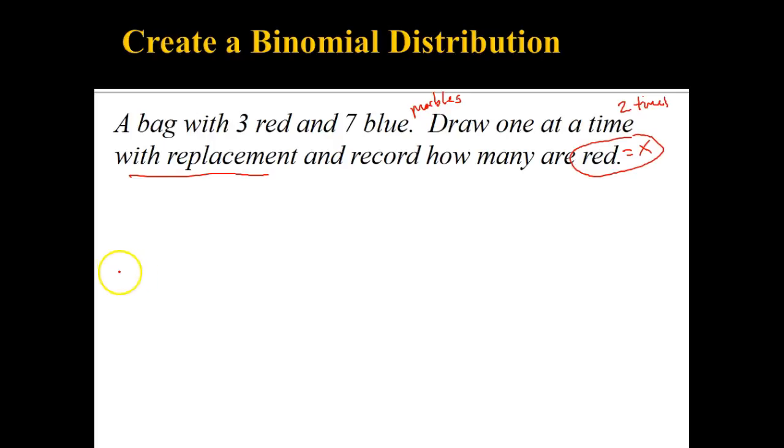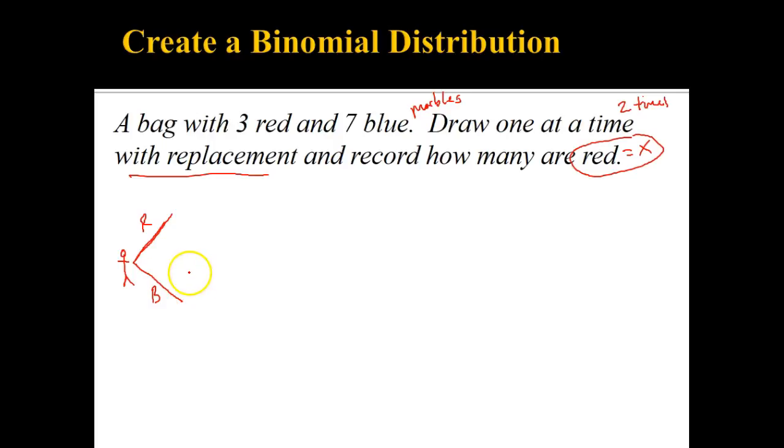Okay, so the way we're going to do this is with a tree diagram. It's like we're standing here and we have a choice. And we're going to draw 2 lines to represent the 2 choices that we have. Choice number 1, we could draw a red marble. And choice number 2, we could draw a blue marble. Okay, now we're not actually going to choose with our eyes open. We're going to randomly choose. But those are the 2 outcomes that could happen.